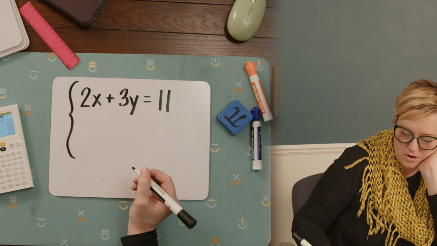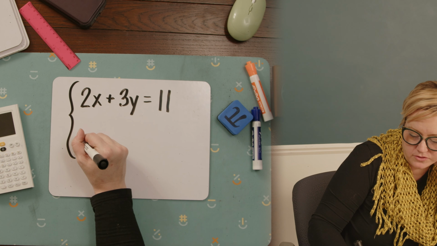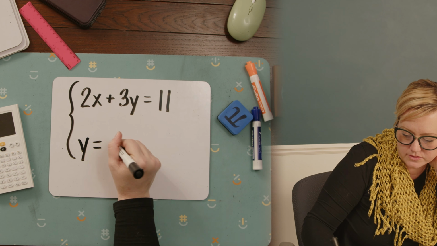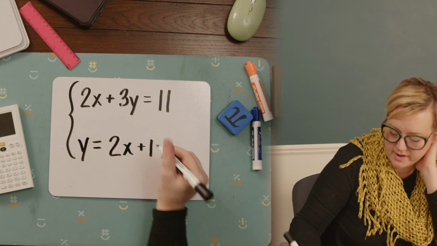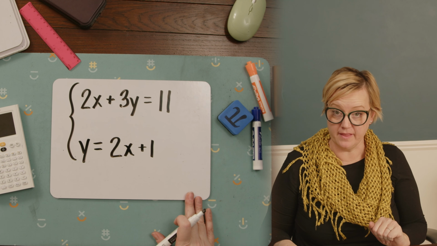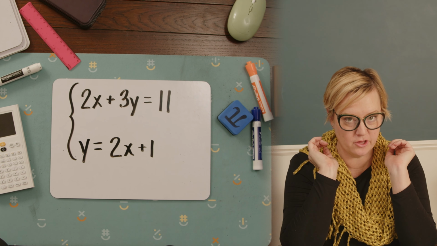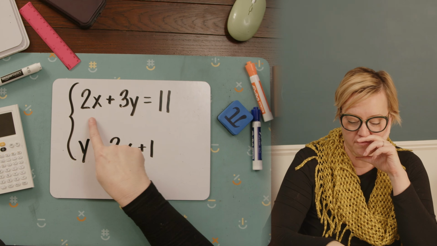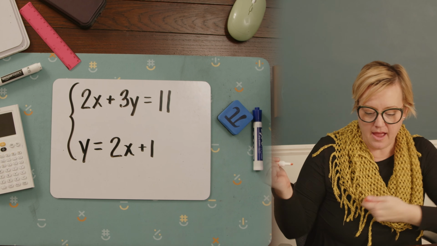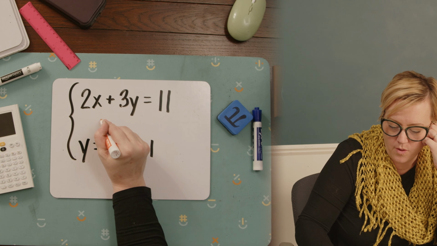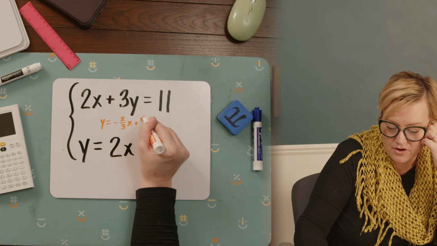Okay. So then we're also going to have, let's make it pretty straightforward, y equals 2x plus 1. So these are two different lines. If we were to graph these, we would see an intersection at a particular point that we're going to figure out. If I solve this one into slope-intercept form, I would get y equals -2/3 x plus 11 over 3.